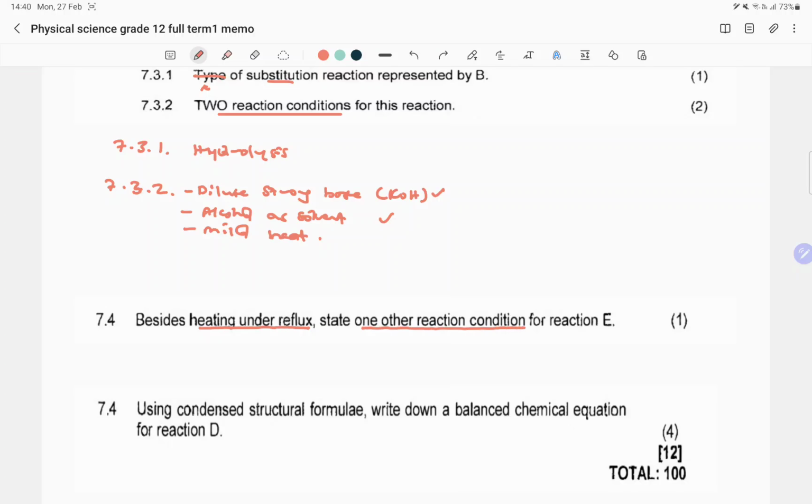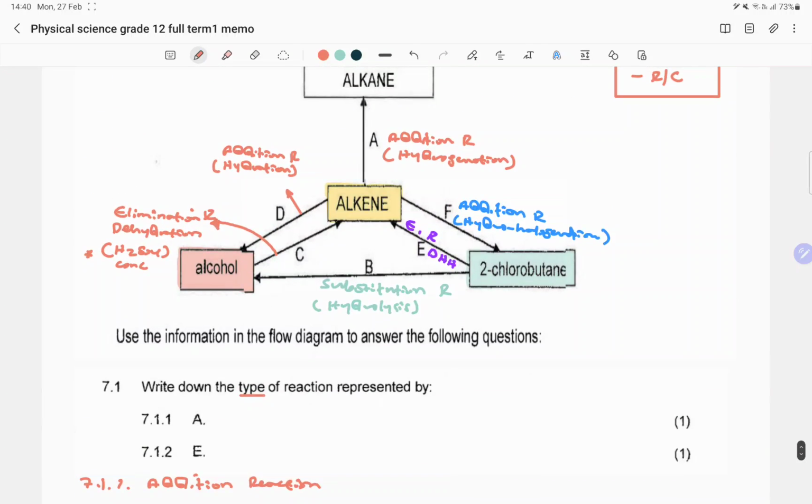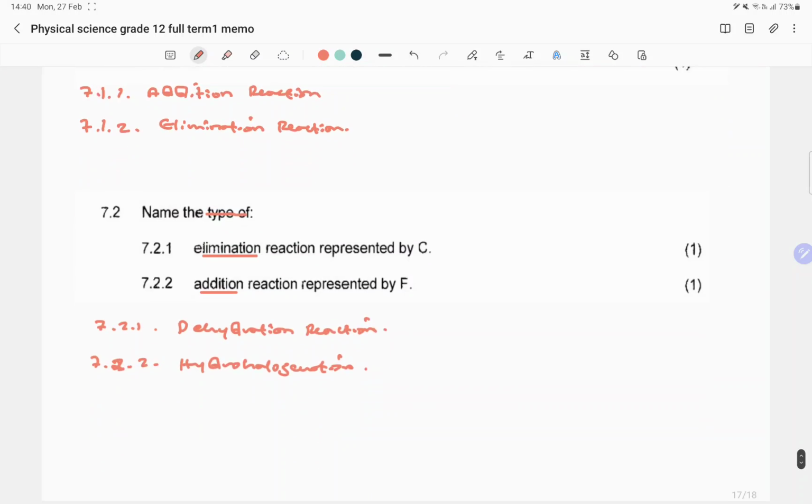one other reaction condition for reaction E. Now let's look at reaction E again. What was it? Reaction E is a dehydrohalogenation, so we know that we need a concentrated strong base this time.